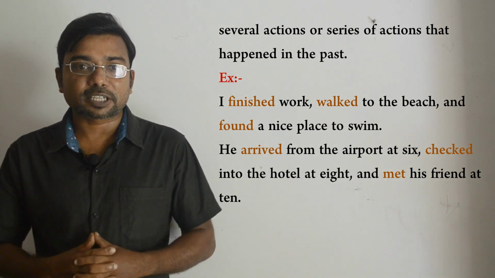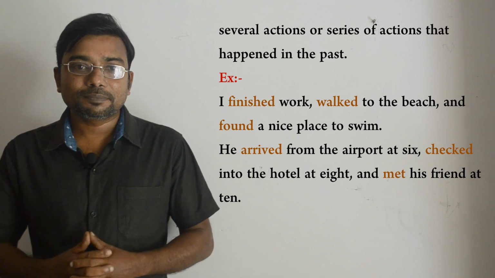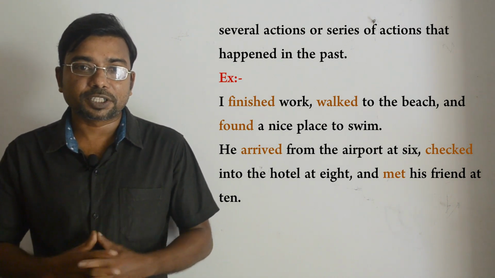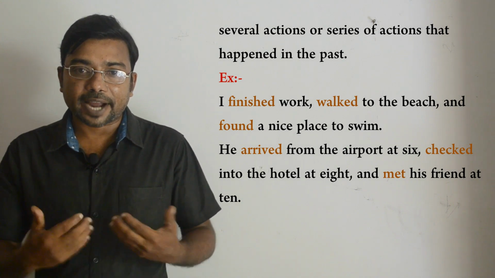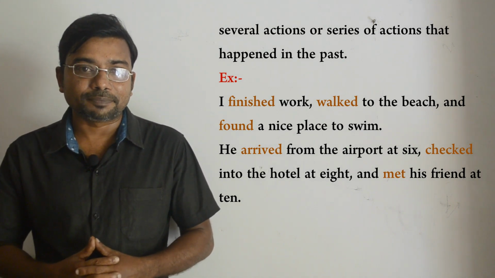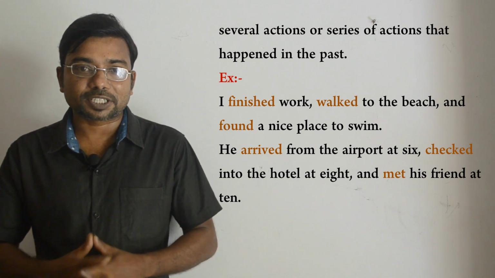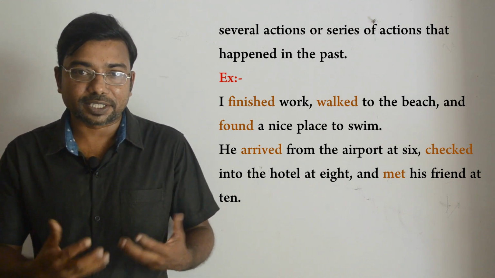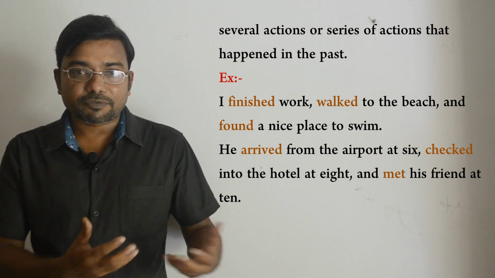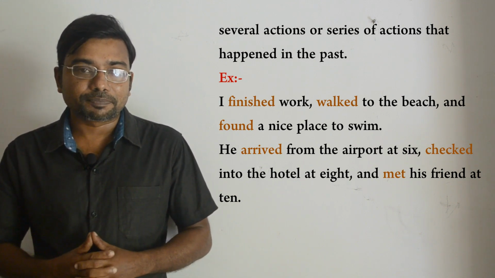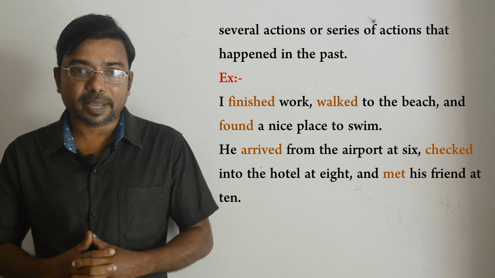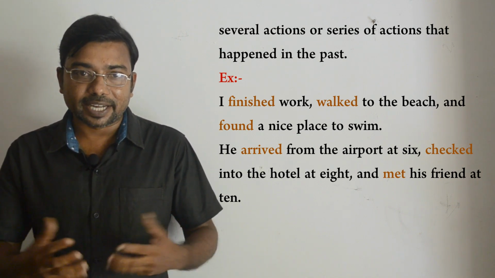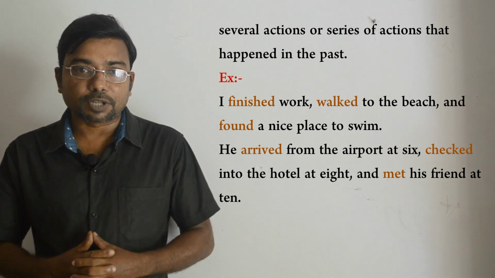Okay, look at the second example. He arrived from the airport at 6, checked into the hotel at 8 and met his friend at 10. Here also we can see several actions that completed in the past. We use simple past tense to indicate this series of actions which completed in the past. He arrived from the airport at 6. It's one activity that we completed in the past. And the next one is checked into the hotel.